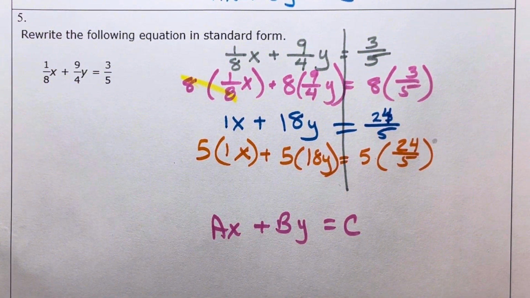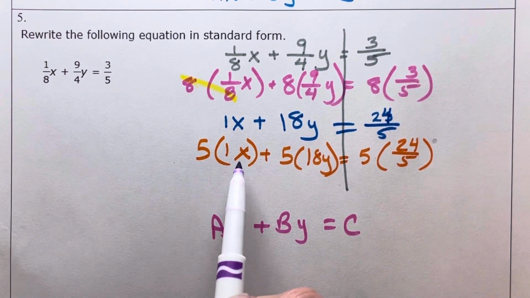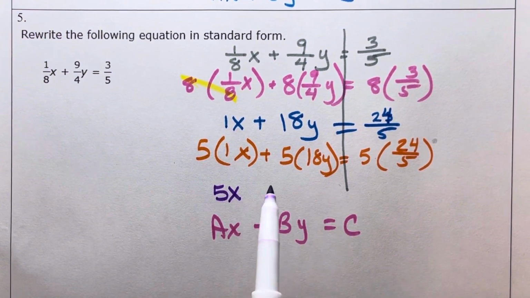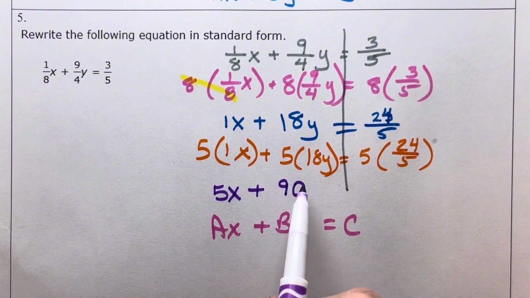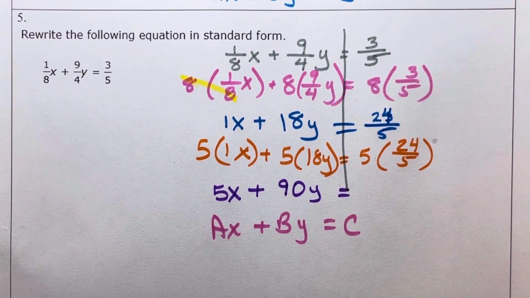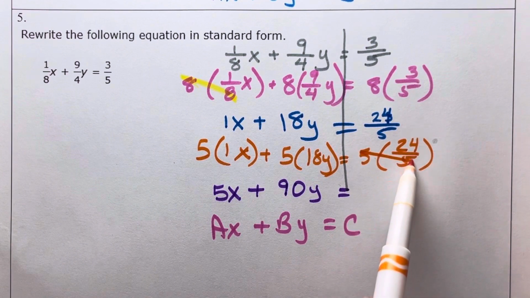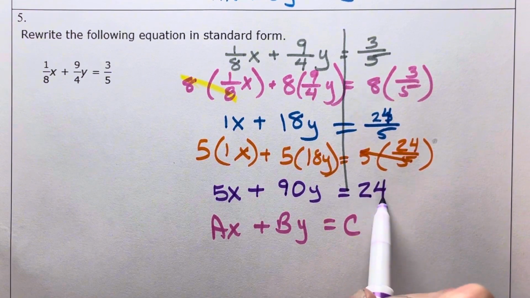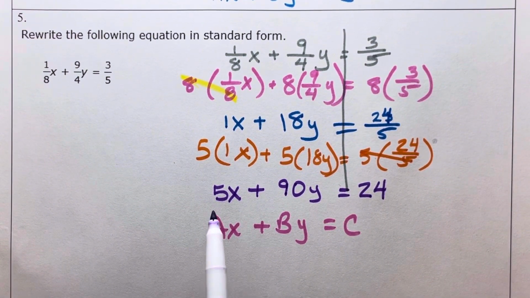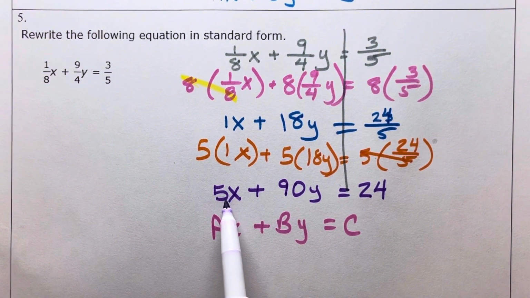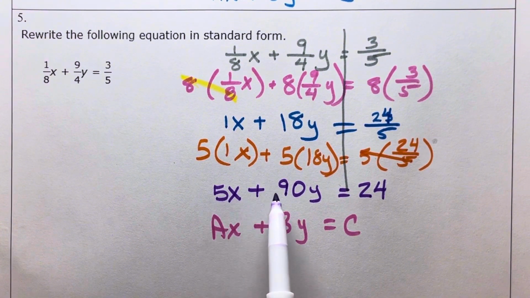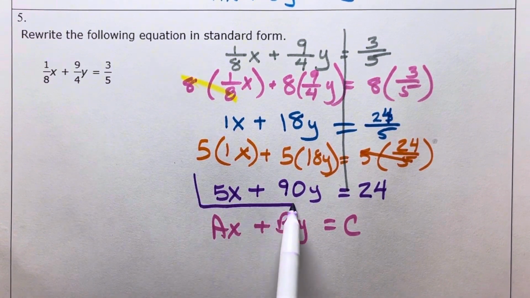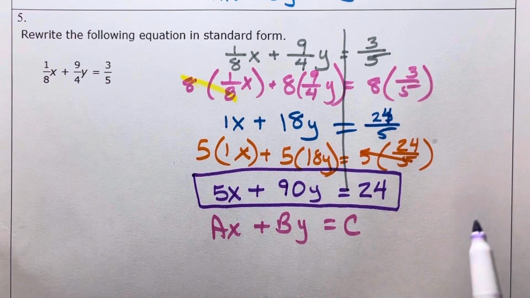Okay, let's see what it creates. So 5 times 1, that makes 5x, plus 5 times 18, that makes 90y. And then, as we did by design, 5 times 24/5, those 5s cancel out, leaving us with 24 in our final position. Okay, x is first, yes it is. X is positive, yes it is. And now we have also gotten rid of all of our fractions. And this equation is officially in standard form. So there you go.